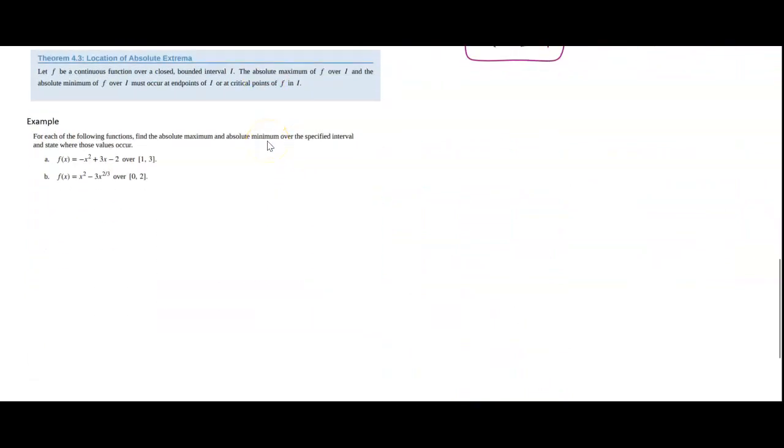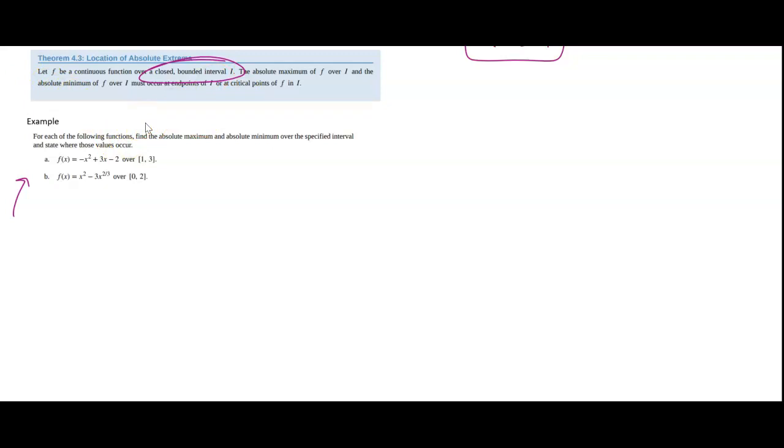Now, if we want to find the location of absolute extrema, we still have to have a closed bounded interval based on the extreme value theorem. So that is still true. You still have to have a closed and bounded interval. So notice in our examples here, we do have closed bounded intervals, but we're going to use critical points plus these intervals to do what's called the closed interval test, okay?